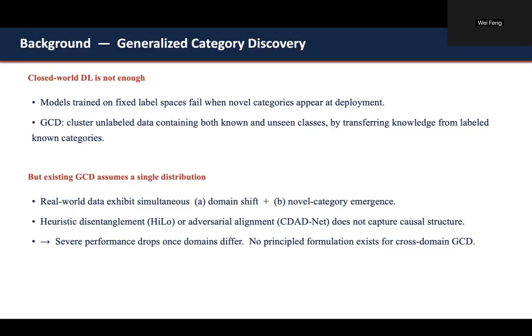Existing methods such as HELO and CDADNet address this only holistically, without explicitly modeling the carrier structure behind the problem. This motivates us to formulate cross-domain GCD from a carrier perspective.